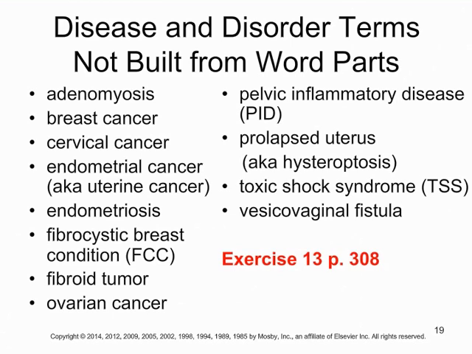Other terms here, starting off, we have adenomyosis, which kind of looks like it's from word parts based on the components. But it's a growth of the endometrium into the muscular portion of the uterus. So what's happening is there's some kind of growth from the inner lining of the uterus into that middle muscular lining of the uterus.